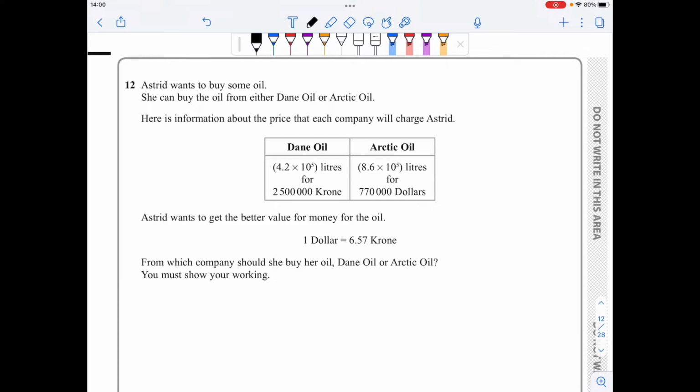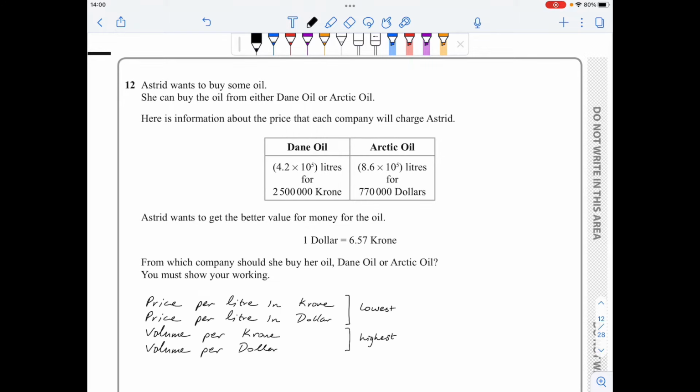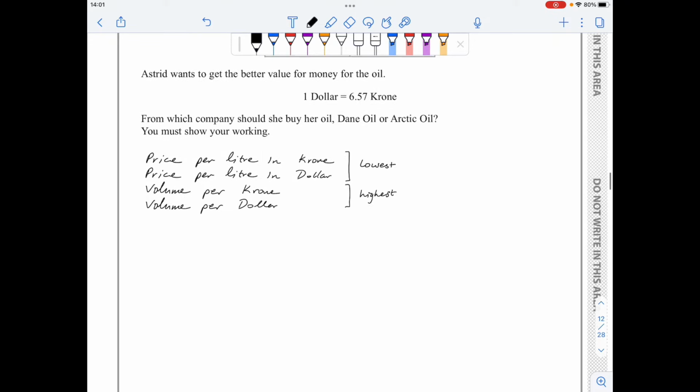For question 12, there are 4 possible comparisons you can make. You can find the price per liter in krone or the price per liter in dollar, and the lowest one would be the most value for money. And the other 2 methods involve finding the volume per krone or the volume per dollar, and the highest one would be the better value for money. I will proceed with the first one, price per liter in krone.